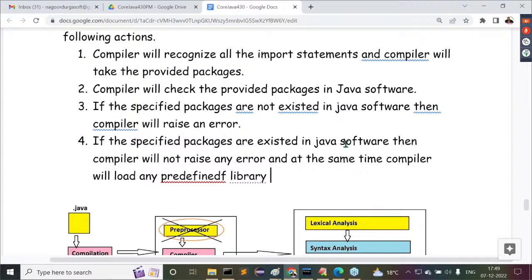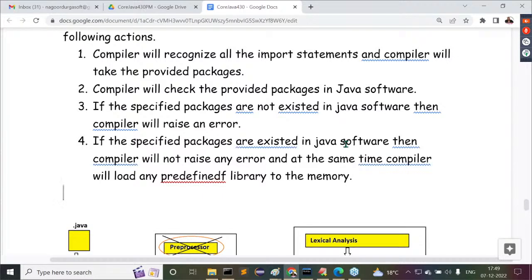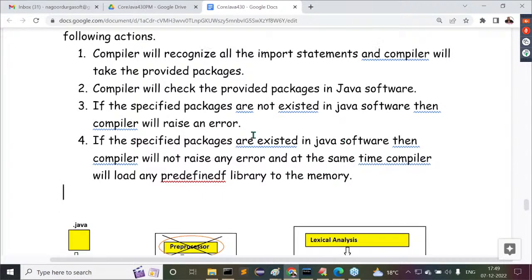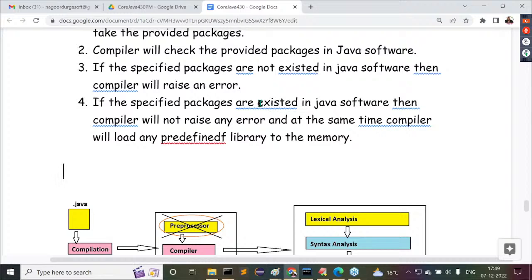Compiler will not load any predefined library to the memory. Okay, sir. Then what is the next point here? The next point is very clear. In Java, observe carefully.